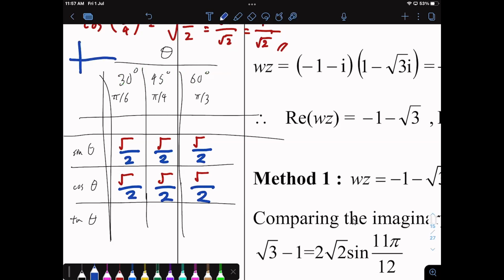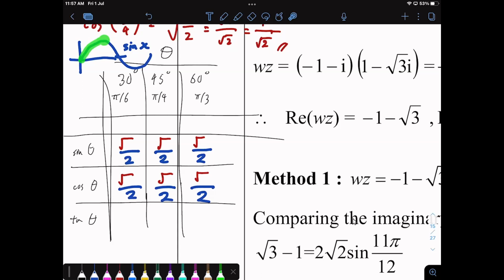Look at the graph. This is sine. Here's 30, here's 90. So 30, 45, and 60 are all in between, right? What do you notice about the graph? Is it increasing or decreasing? Increasing. So you expect increasing numbers.